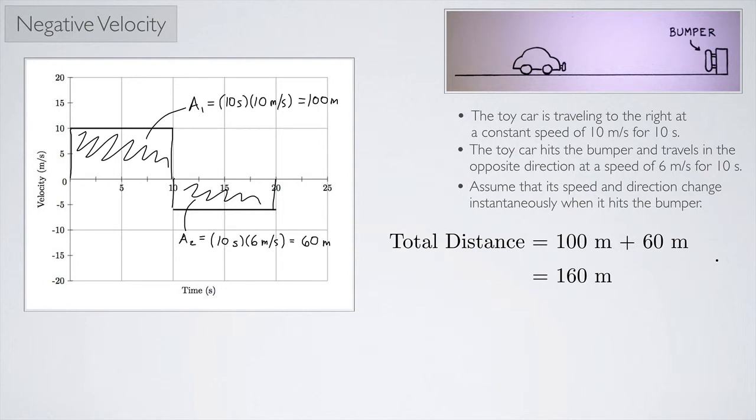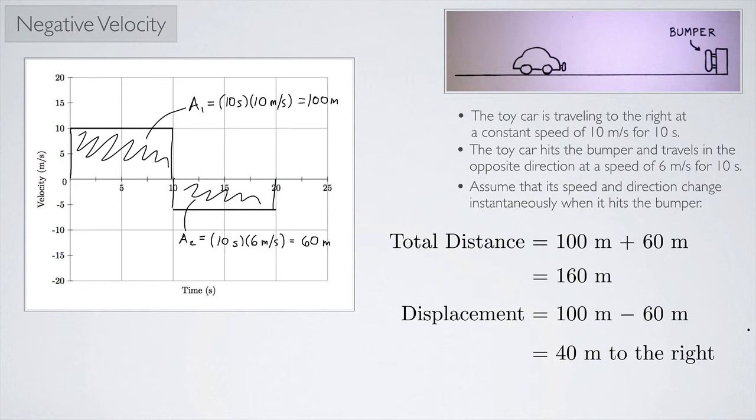Now, there's another quantity that's of interest here, and that would be the displacement. And displacement is a change in position. So in this case, we're going to look at area 1, which was 100 meters, and we're going to subtract area 2 because now we have an area that's below the axis here. We're going to consider that to be, in a sense, negative area. And so we get 100 minus 60, or 40 meters to the right.